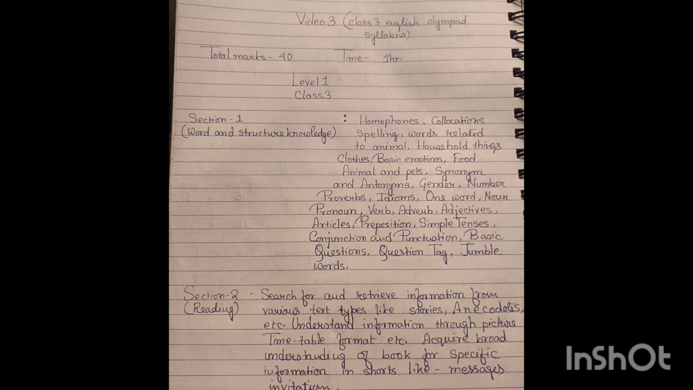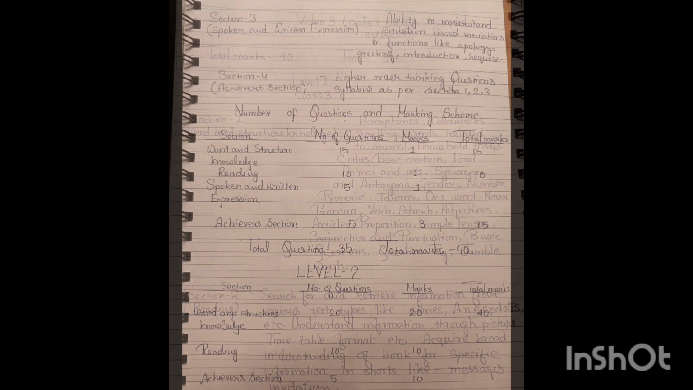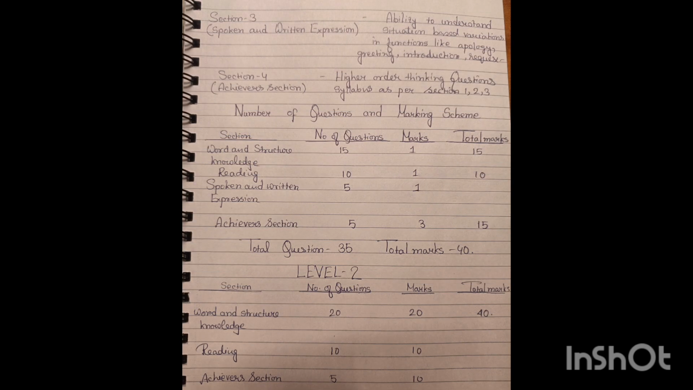Then next comes Section 3. Section 3 is about spoken and written expression. The ability to understand situations based on variation in function, like apology, greeting, introduction, request. Section 4 is the Achievers section. It has higher order thinking questions based on the syllabus of Sections 1, 2 and 3.